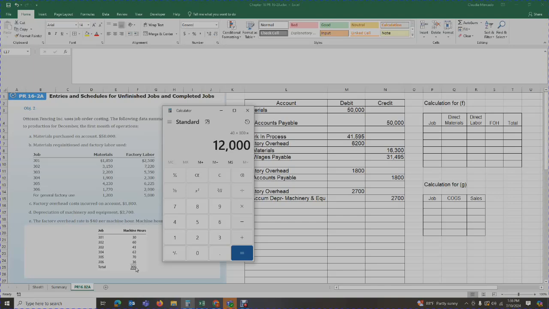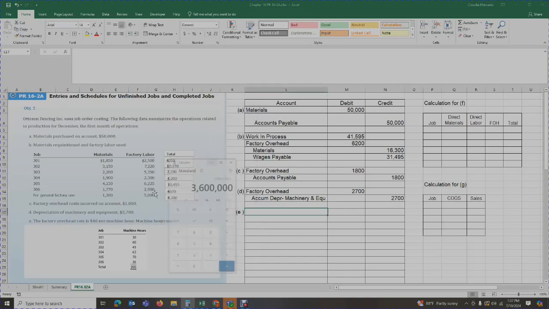We are using a machine to help us manufacture our goods, so we are going to put this $12,000. Remember, the 40 times the 300 hours. So it says the factory overhead rate is 40 per machine hour, and these are the machine hours used. What's happening here? This is part of my work in process. Using the machines allows us to complete the job. So it is work in process, $12,000.